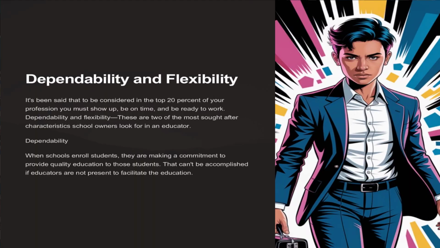Dependability and flexibility. It's been said that to be considered in the top 20% of your profession, you must show up, be on time, and be ready to work. And flexibility. These are two of the most sought-after characteristics school owners look for in an educator. Dependability: when schools enroll students, they are making a commitment to provide quality education to those students. That can't be accomplished if educators are not present to facilitate the education.